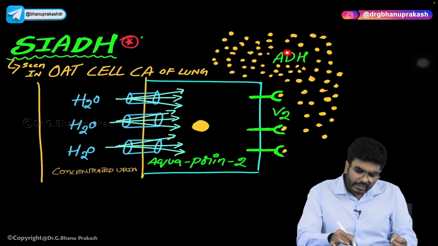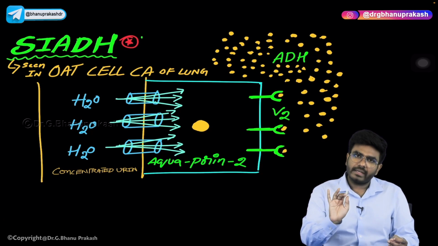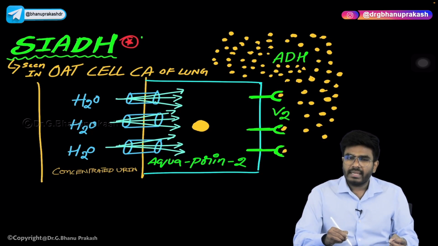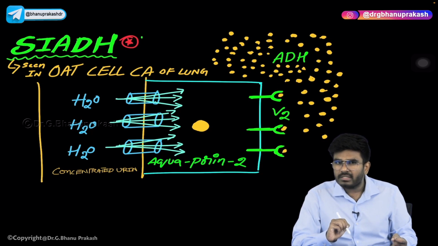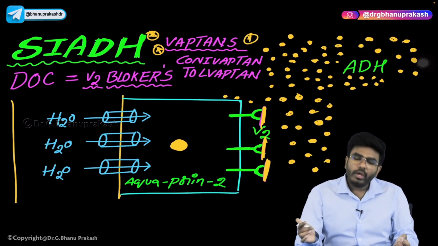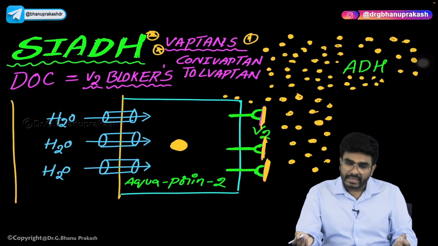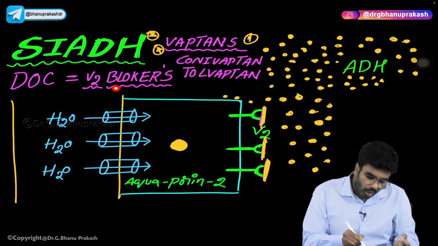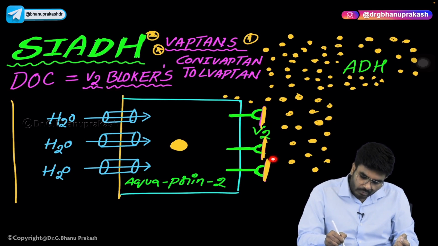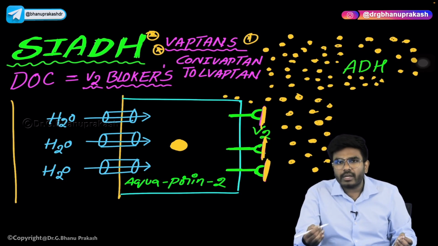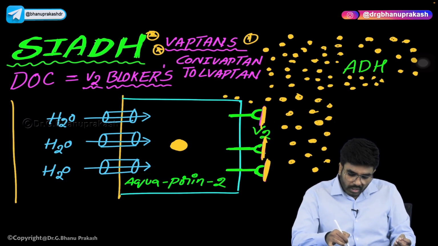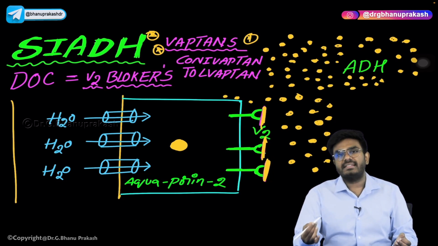See, let the antidiuretic hormone be there. Yes, too much antidiuretic hormone is there. We can simply block the receptors. If you block the V2 receptors, can antidiuretic hormone act on the V2 receptors? No, it's not possible, right? So how are we going to treat SIADH? The drug of choice is V2 blockers. If you block the V2 receptors, antidiuretic hormone cannot act on them. Very simple. So V2 blockers are the drug of choice for SIADH.